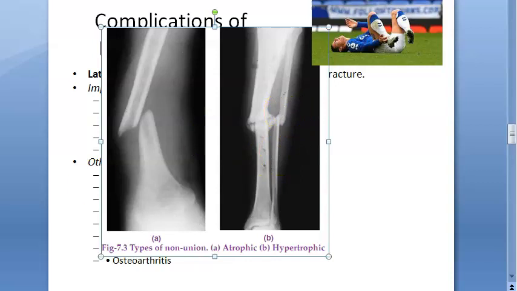And in hypertrophic, what happens? It has made a lot of callus, it looks like, right? But still, it is a non-union. So, this callus is present, but it does not bridge the fracture, okay?